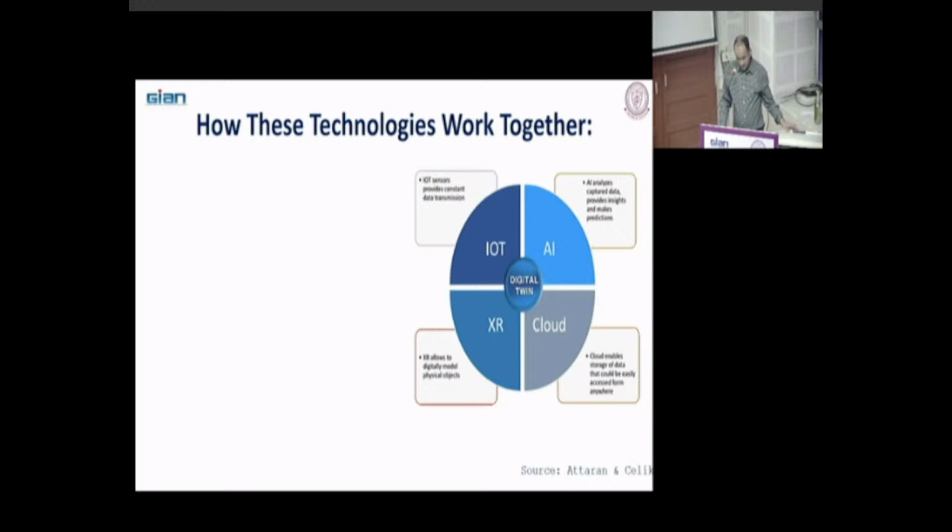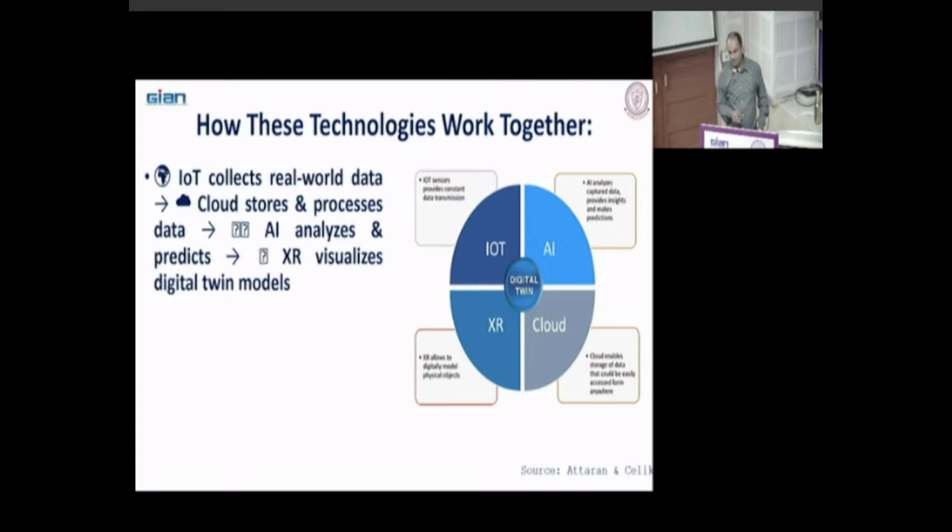Then AI analyzes captured data, provides insights and makes predictions. XR means extended reality, which allows digitally modeled physical objects. So if you look at the flow here, initially IoT collects the real world data from the physical system. Then we store that collected data in the cloud. We process that data. Then the next part is AI, artificial intelligence, that analyzes that data and predicts the future, predicts the demand, predicts some disruption, something else.